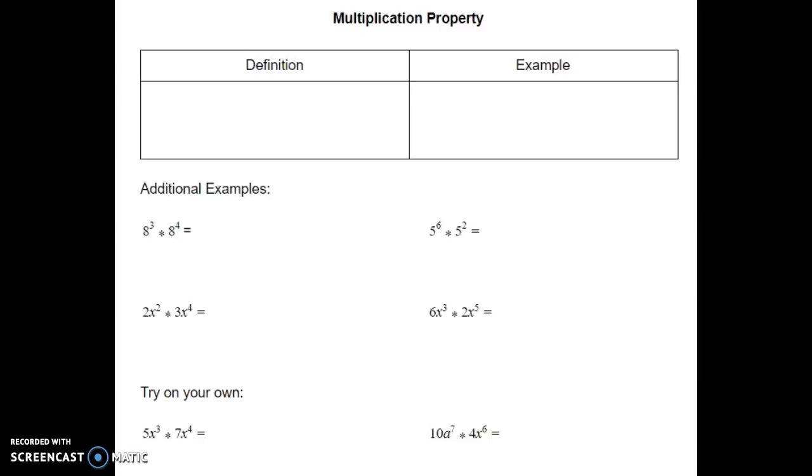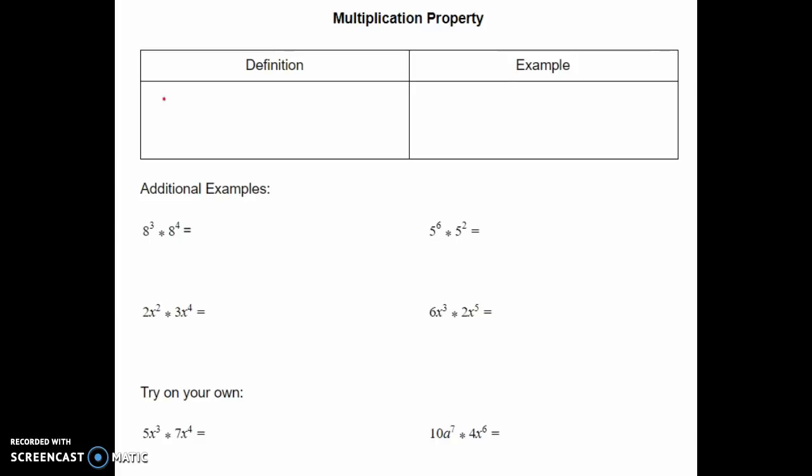Today we're going to get started with our exponent unit. With our exponent unit, we are going to be simplifying problems, as you can see here, with exponents in them. And we have a bunch of different properties that we use to help us out. The first one that we're going to talk about is the multiplication property.